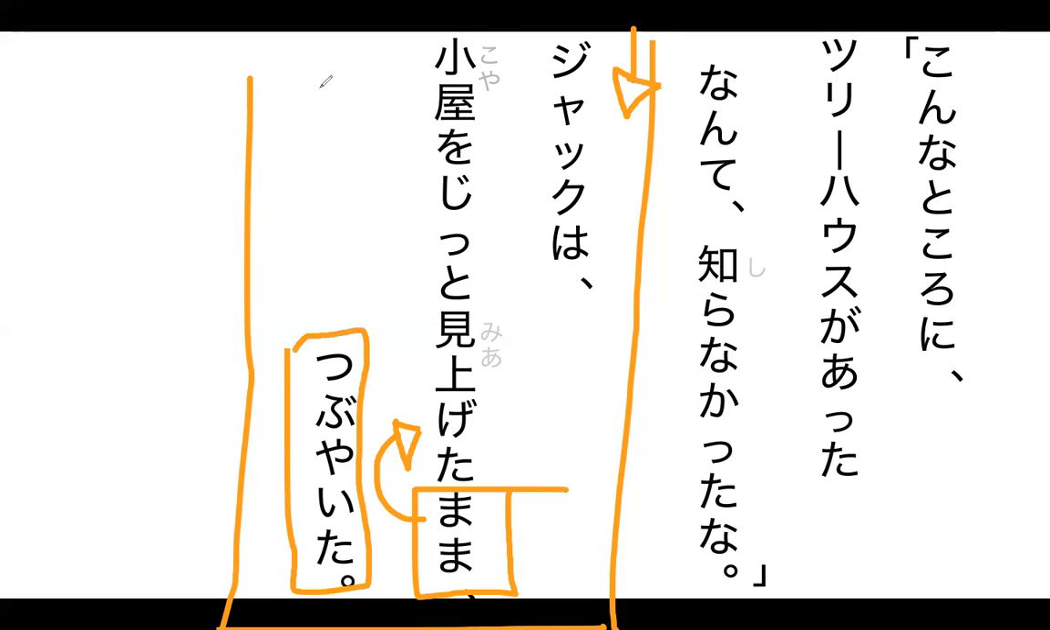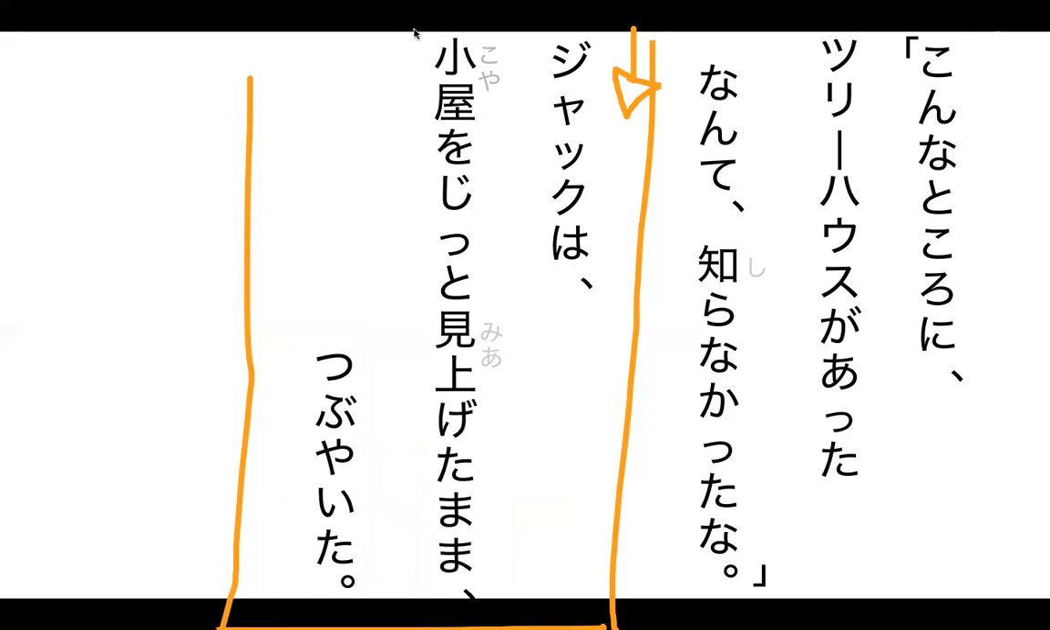Tsubuyaita, I do not. Makes sense. It means to mutter something. So he mutters, "Onna tokoro ni treehouse ga atta nante shirunakatta," which kind of shows that he's just talking to himself. He's saying this under his breath. He's not doing any like, whoa, I had no idea. He's almost thinking this. He's muttering it. So while muttering this, what is Jack doing?